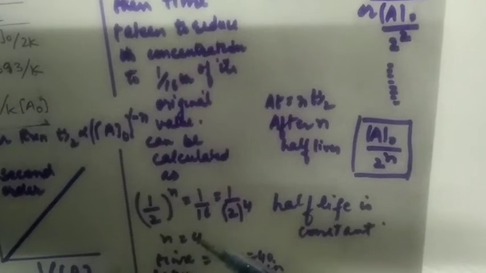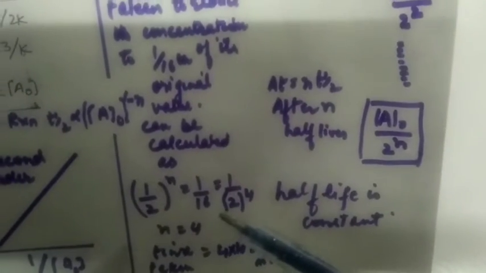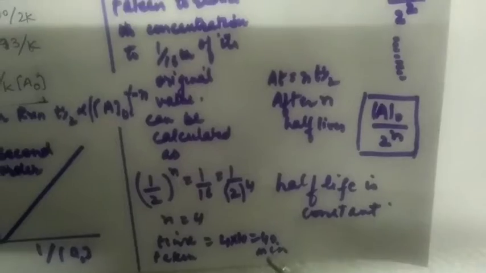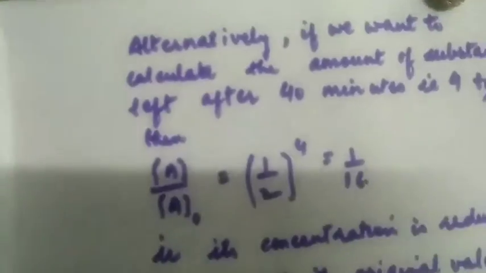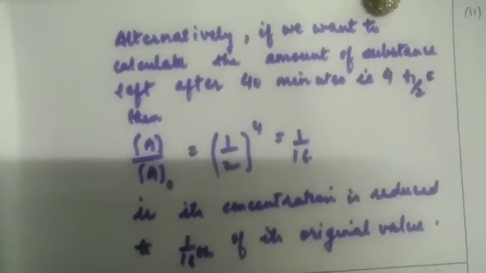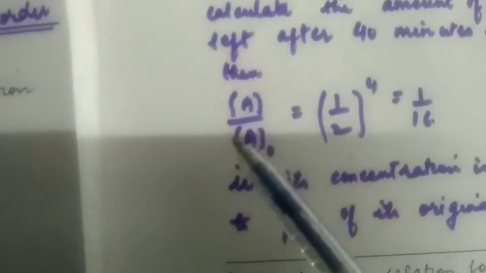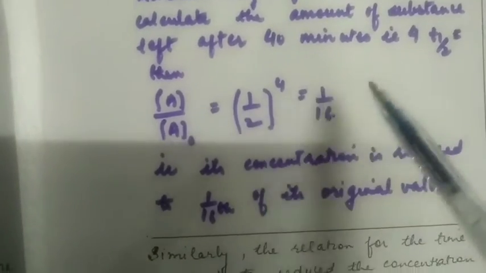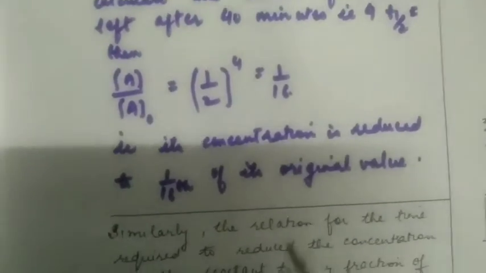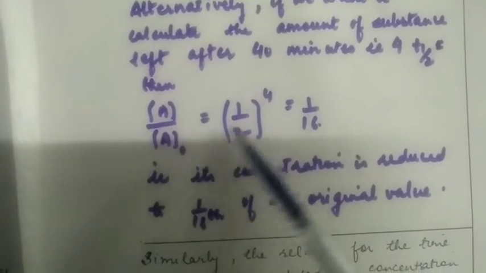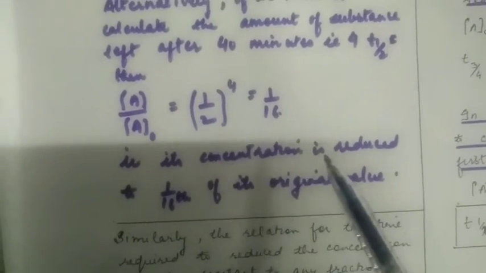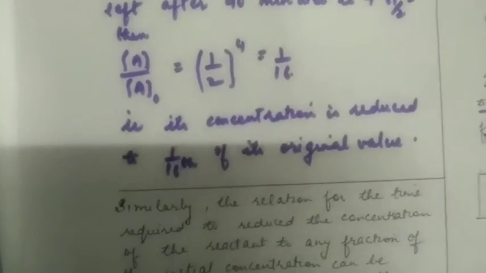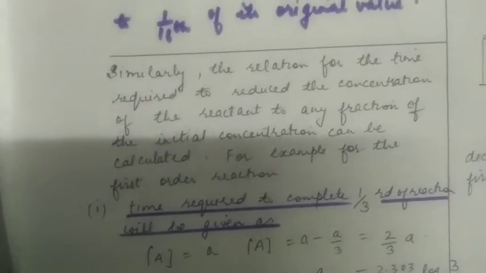If we get the value of n equal to 4 and 1 half-life is 10 minutes, the time taken is 4 into 10, which is equal to 40 minutes. Alternatively, if we want to calculate the amount of substance left after 40 minutes, that is 4 half-lives, then the formula is A upon A naught is equal to half raised to power 4, which is equal to 1 by 16. So the initial concentration is reduced to 1/16th of its original value.